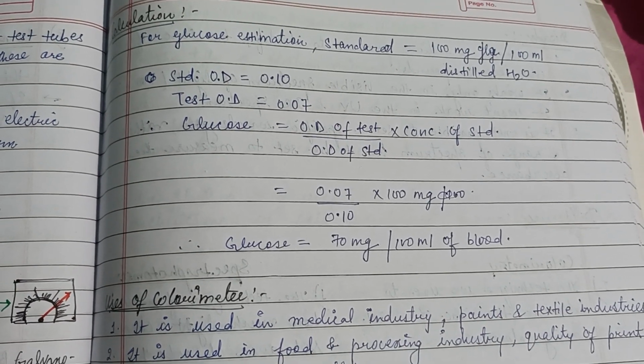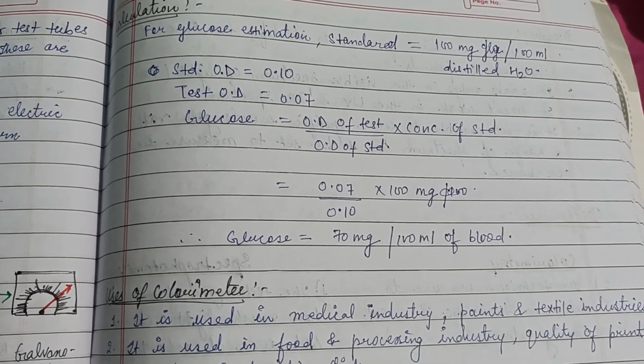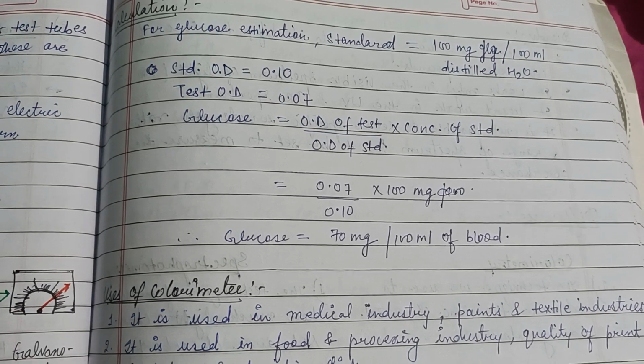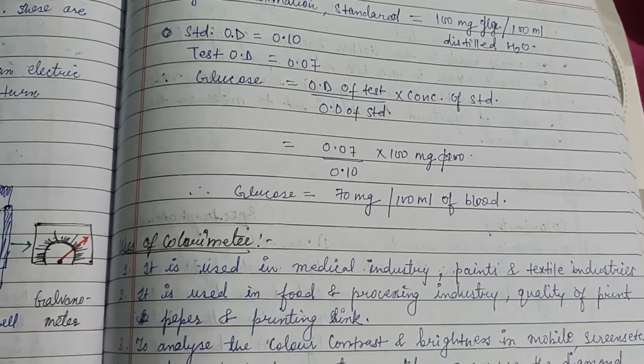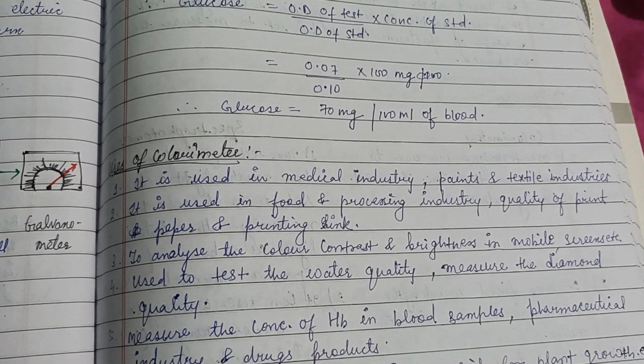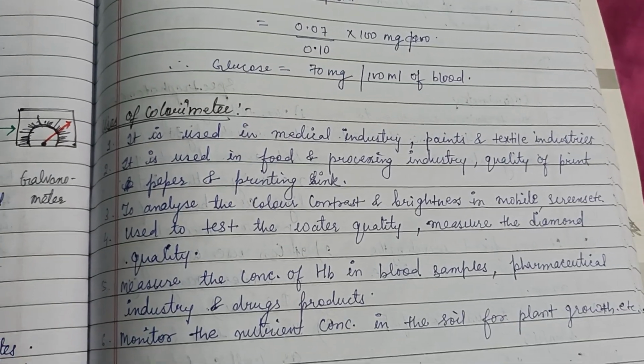As for glucose estimation, glucose equals optical density of test divided by optical density of standard, multiplied by concentration of the standard, and glucose is read as 70 milligram per 100 ml of the blood.